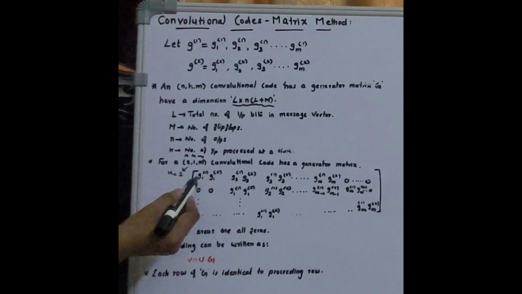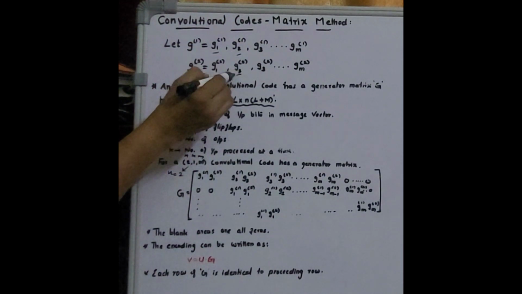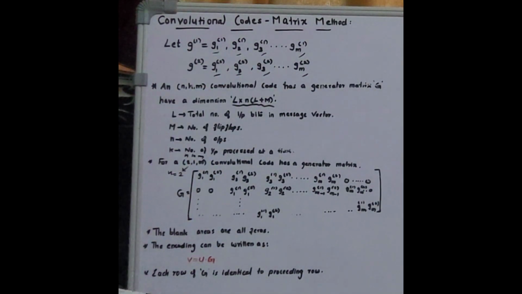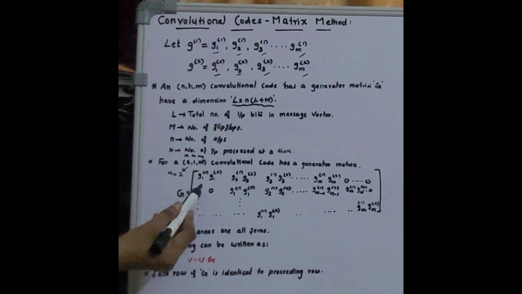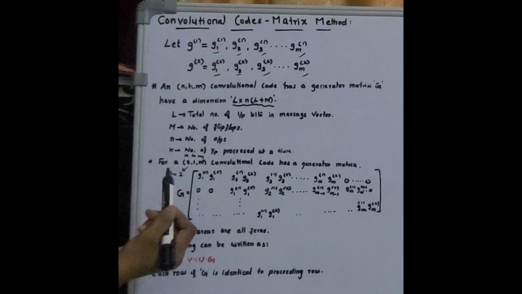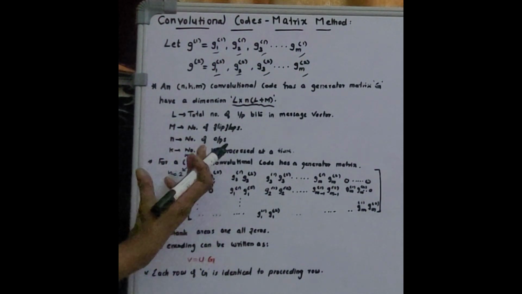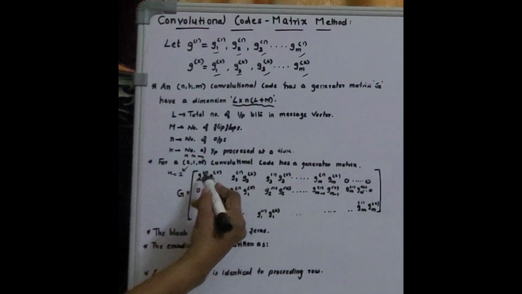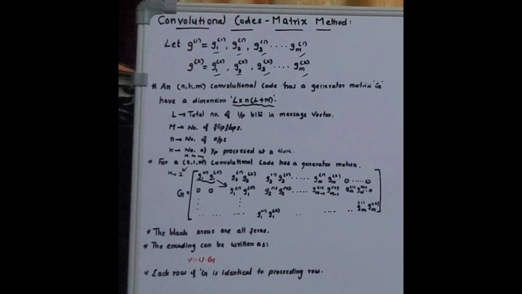Writing G1, G2: G11, G12, G21, G22, G31, G32, etc. up to GM1, GM2. Then we add zeros in order to fulfill the number of columns. The next row can be written by shifting the numbers. This is G1 of outputs 1 and 2. Shift this together, so the zeros come here and this comes here, only a single right shift. Then we get the second row.